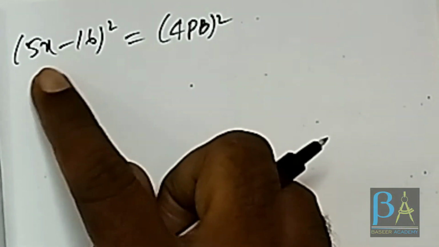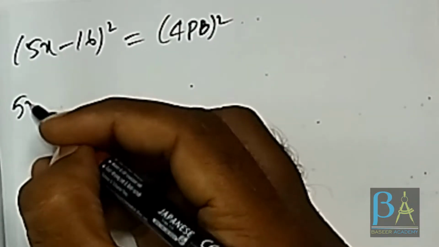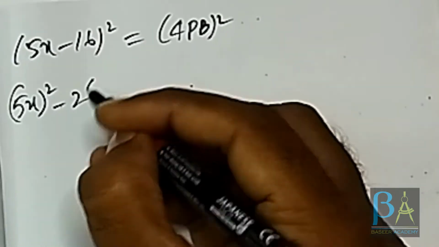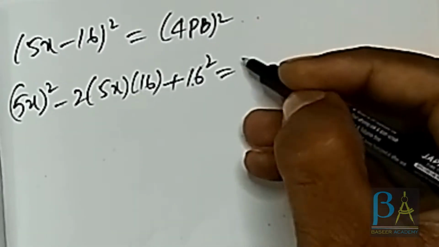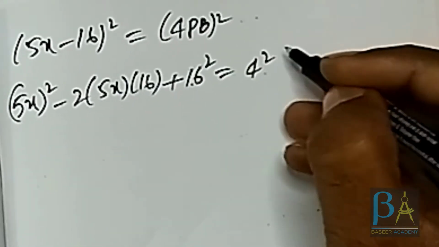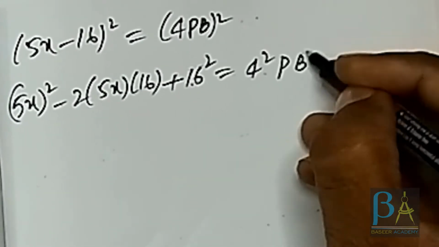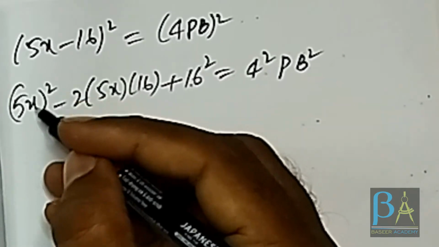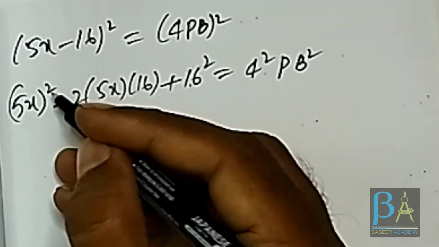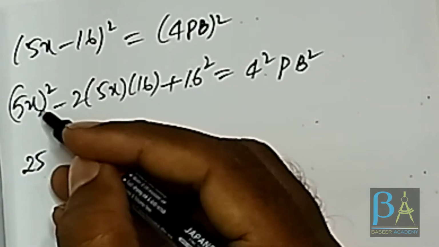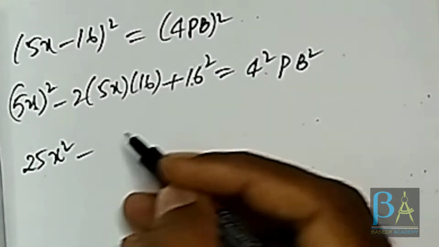Let me expand this using the (a minus b) whole square formula, which is a square minus 2ab plus b square. The square goes to 4 also, the square goes to PB also, the square goes to 5 also, the square goes to x also. When square goes to 5, 5 square becomes 5 into 5, 25. x square I'm writing as it is.